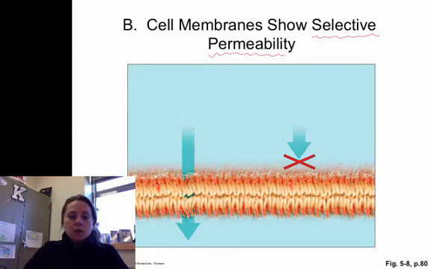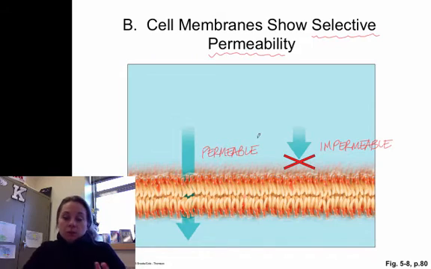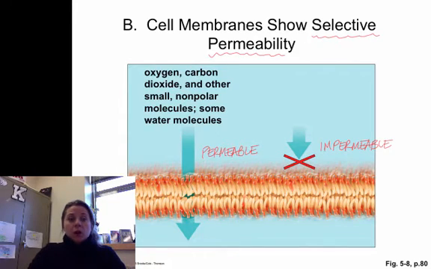So let's look. If I'm talking about this substance here, these substances that are going straight through, the membrane is permeable to those. If substances can't cross that bilipid layer, then the membrane is impermeable, which just means things can't cross, and these substances would be permeable. Let me give you a few examples. Some substances the membrane is permeable to are things like oxygen, carbon dioxide, other small nonpolar molecules. Don't worry about what nonpolar means. It just means that it has a little bit of an unequal charge. Also some water molecules.